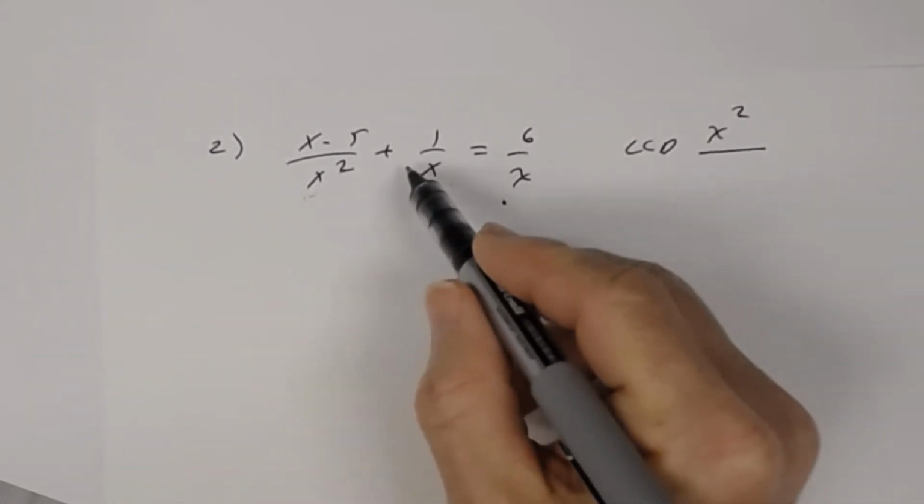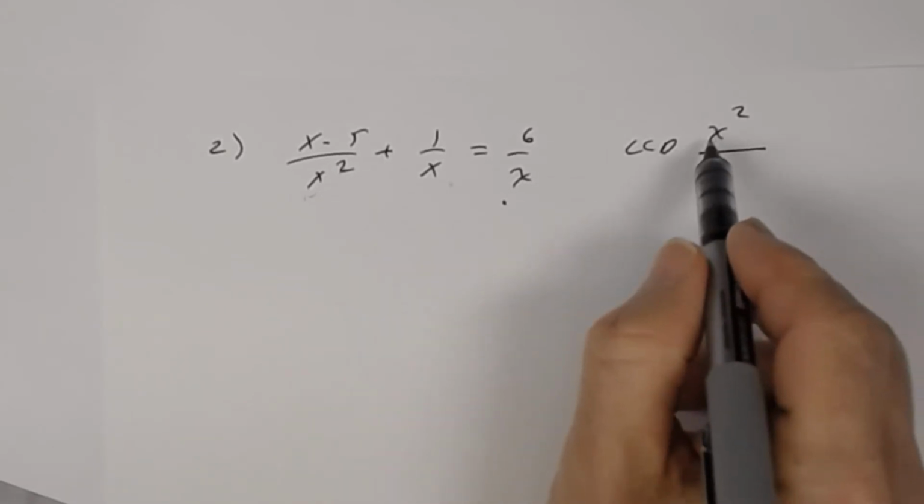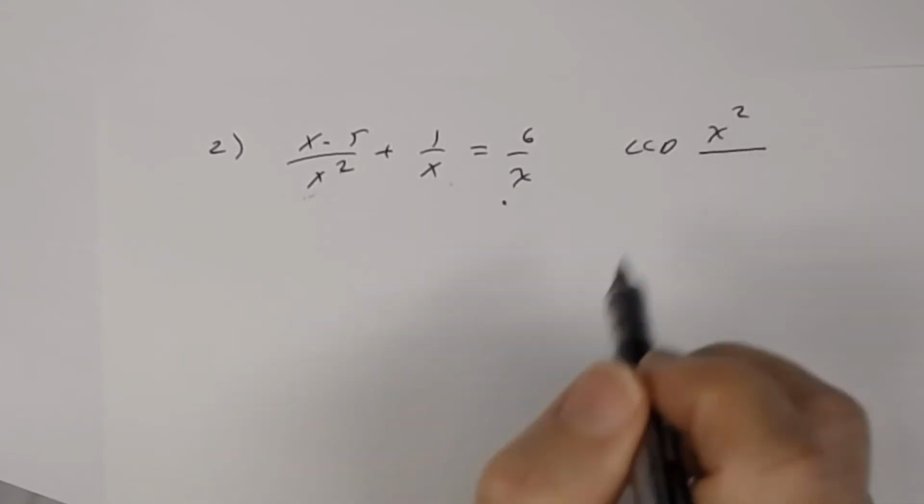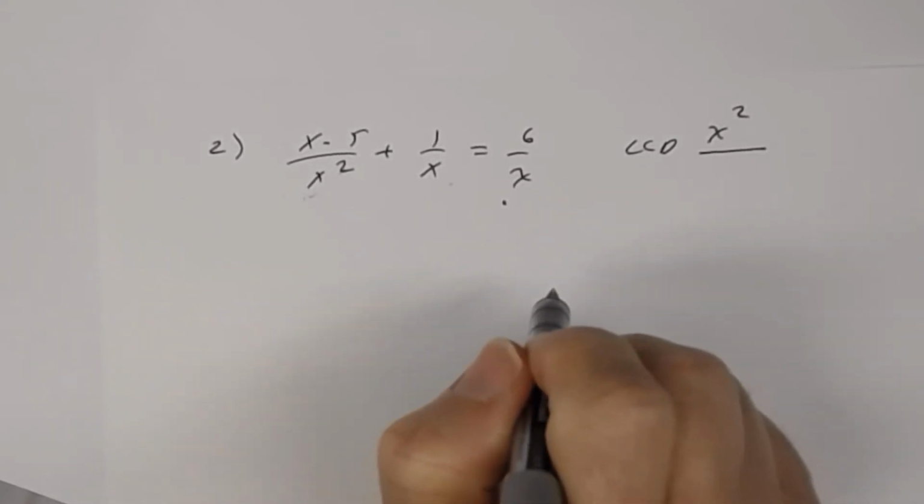Then I go to the next one. There's a factor of x here. I already have one here. In fact, I have 2 of them, so I'm good so far. I have another one here. I already have a factor of x. So there's your LCD, x squared.